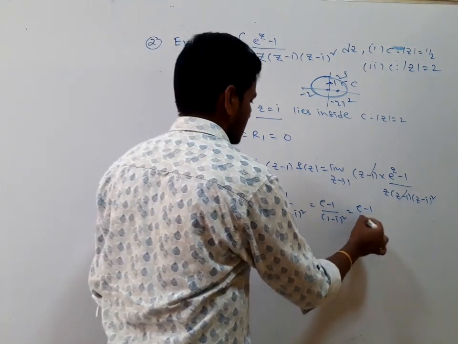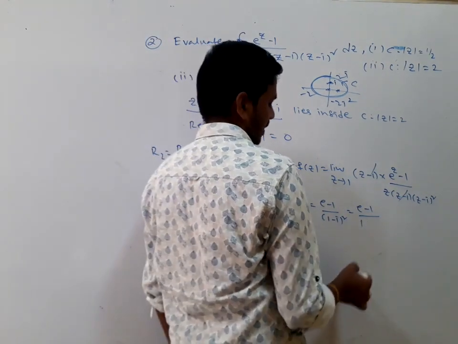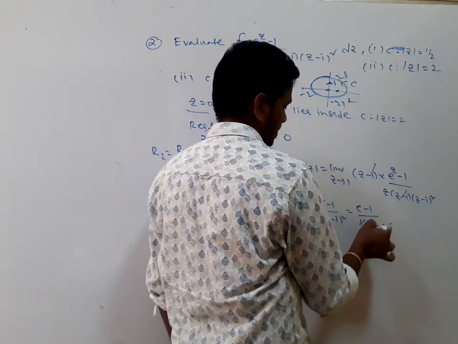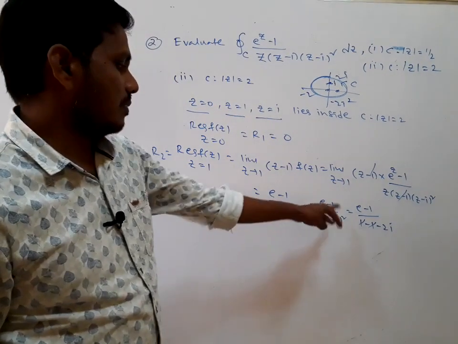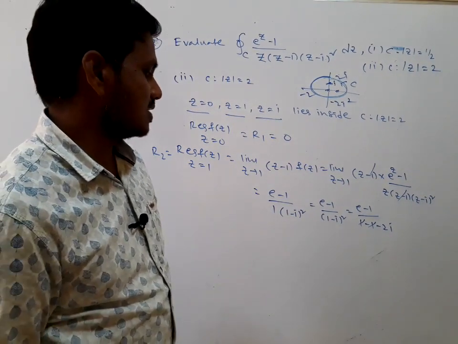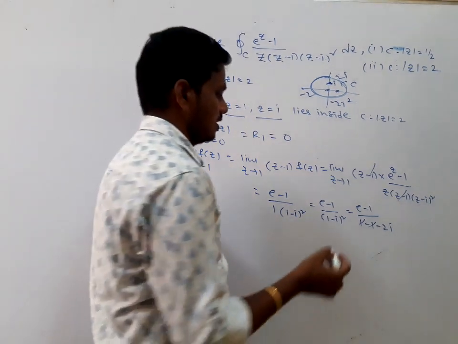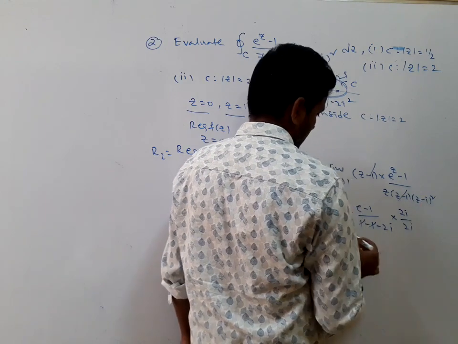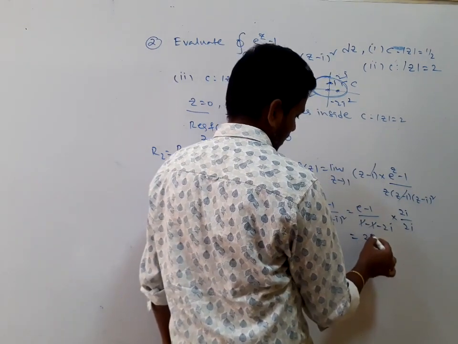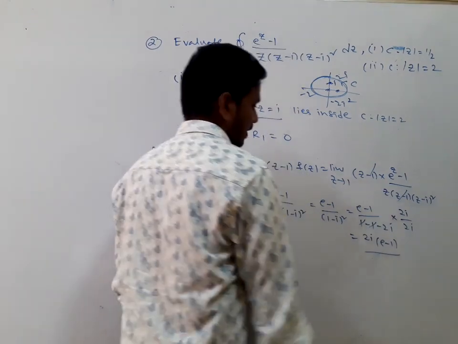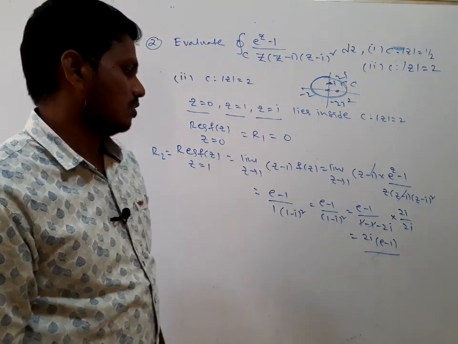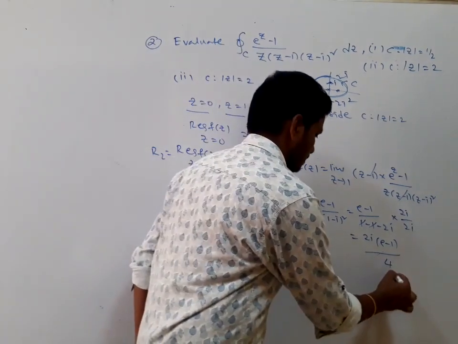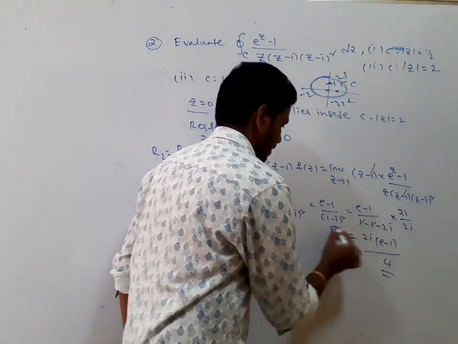If you simplify e minus 1 divided by 1 minus i whole square: 1 minus i whole square is 1 square plus i square minus 2i, that is 1 minus 1 minus 2i, the 1 and minus 1 get cancelled. Is it clear? So we get e minus 1 divided by minus 2i, and multiplying by 2i we have 2i into e minus 1 divided by minus 4i square. Minus 4i square is equal to 4. This is R2 we have.